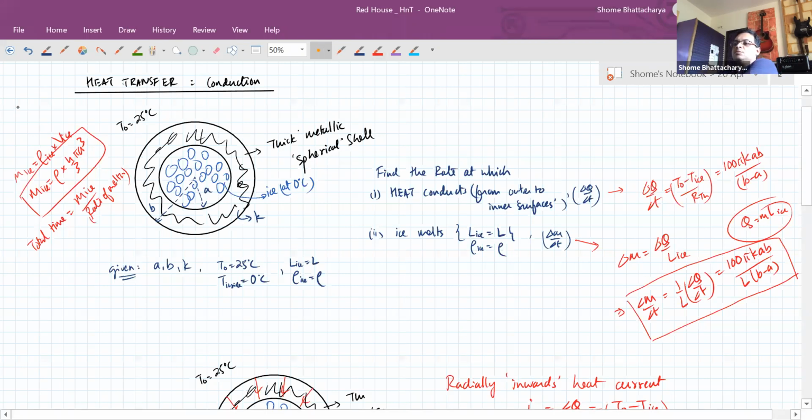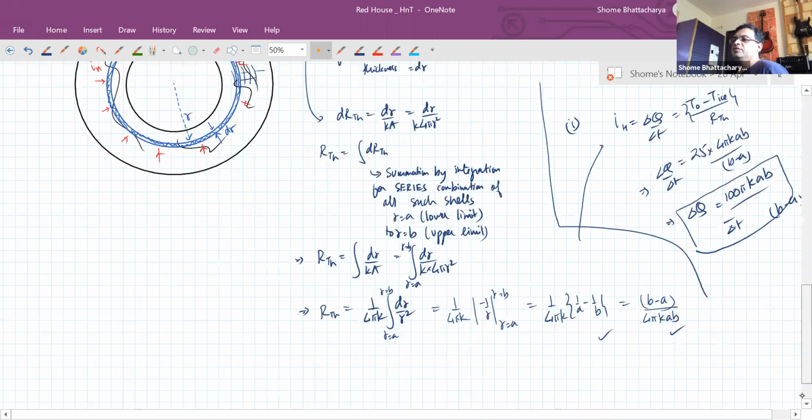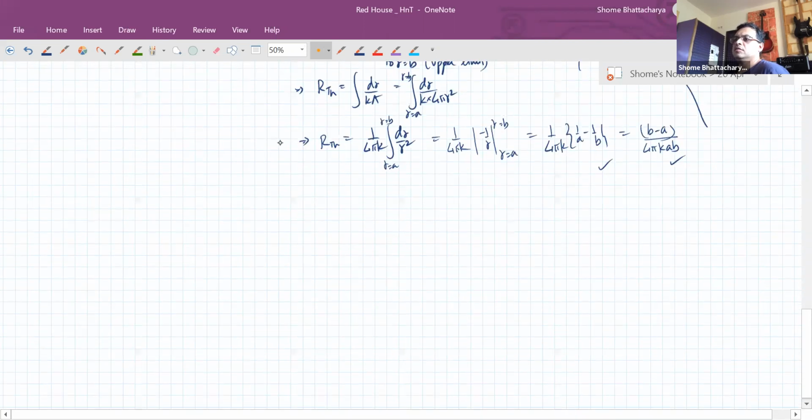Okay, so this was another example of the application of integration. It's important. All right, so hope this is clear, both the parts, right? Okay, now let's move on to a different type of application of integration.